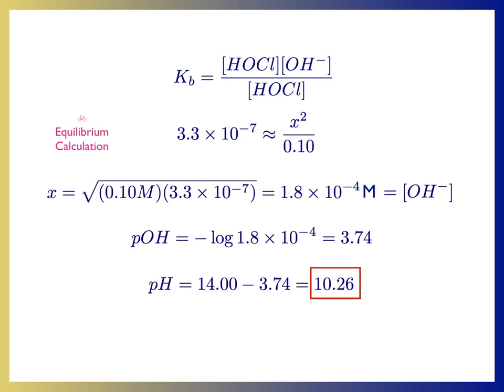We should always check to make sure our answer makes sense. It makes sense in a few ways. First, we get a basic pH, a pH above 7. We would expect that for a solution of a weakly basic salt. We also note that our x is much smaller than 0.1. This means that our approximation holds true.